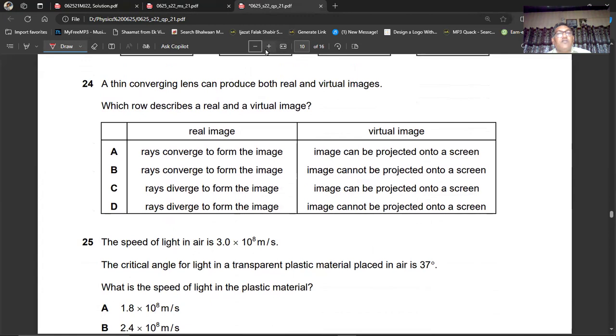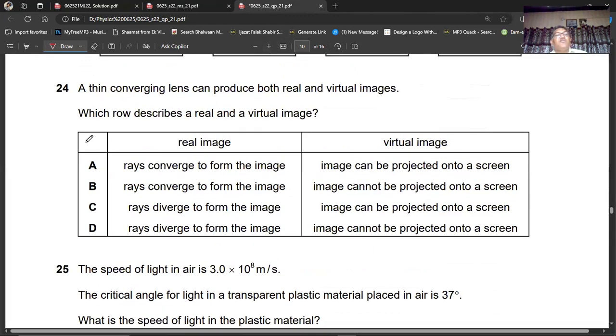Okay, question number 24 is showing up on your screen. A thin converging lens can produce both real and virtual images. Which row describes the real and virtual image? The real image is actually formed by the light rays, and the virtual image cannot be projected on a screen. A real image can be projected on a screen.